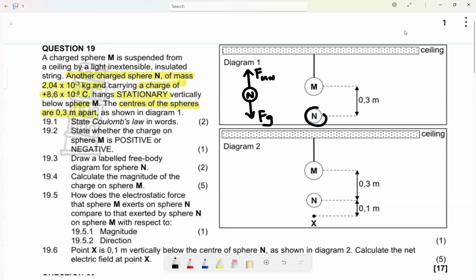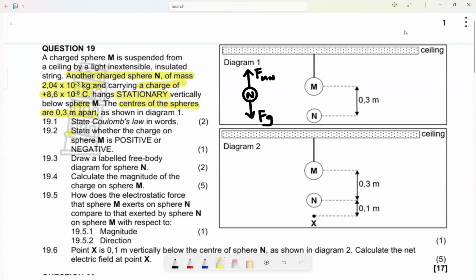This is the only way in which N can be stationary, hanging like that. Now, state Coulomb's law in words. The magnitude of the electrostatic force between two point charges is directly proportional to the product of the magnitudes of the charges and inversely proportional to the square of the distance between them. Between their centers, as you use it in the gravitational law. Here we say between them.